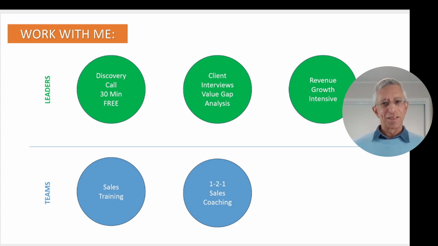The second discrete service is the client interview gap analysis, value gap analysis, where we will interview a series of your clients. You tell me how many you want to interview. The average is somewhere between 3 and 6 to get a good spread, and you get a full report as well as a recording of the interview. We do that as a standalone, but we also bundle it into our bigger programs like the Revenue Growth Intensive.